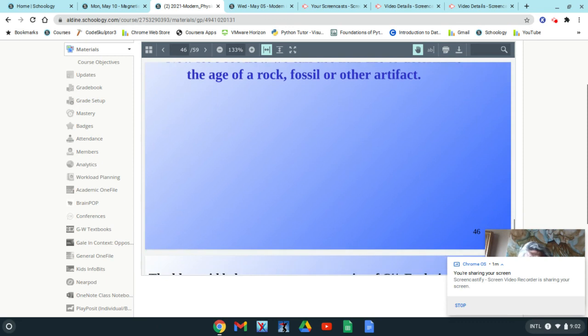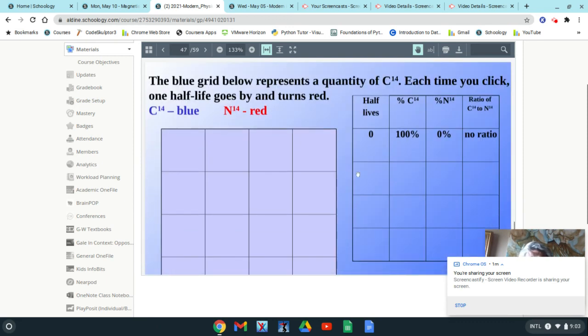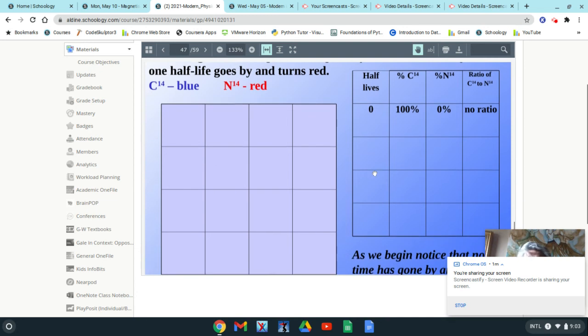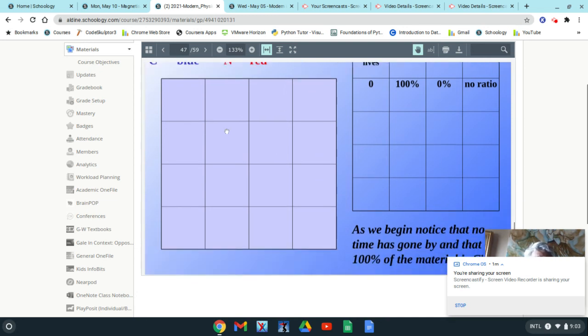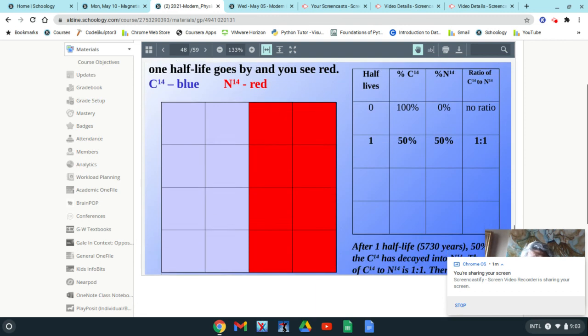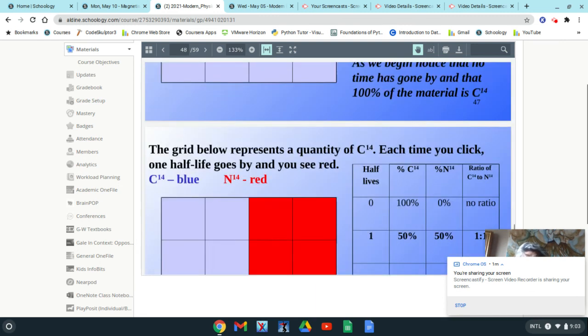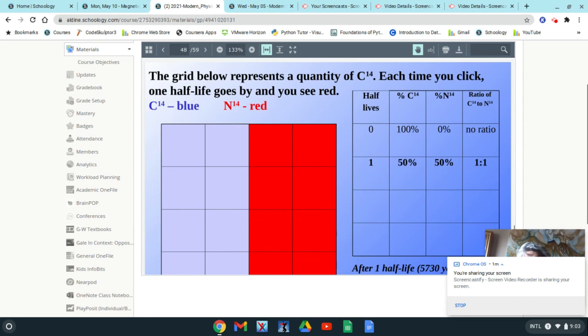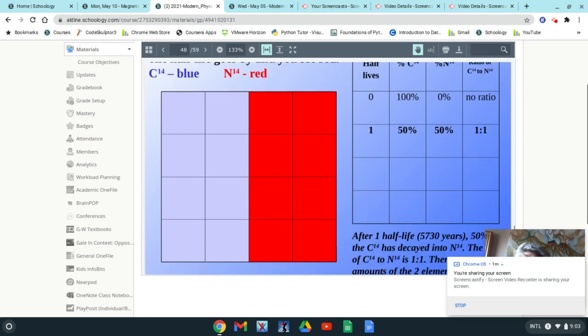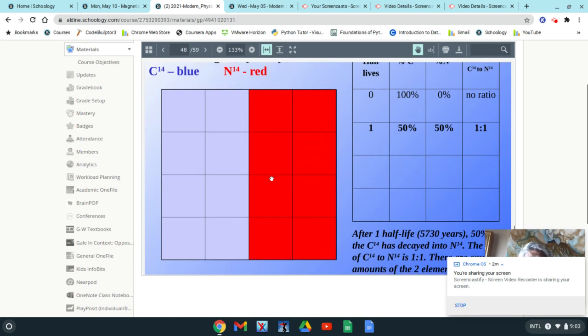Let's see some of this in action. So here's a grid, and every time you click on the PowerPoint, I'm not running it in presentation mode, you'll see that more and more of these change. And so after one half-life, 5,730 years later, you can see that half of the carbon 14 has now become nitrogen 14.